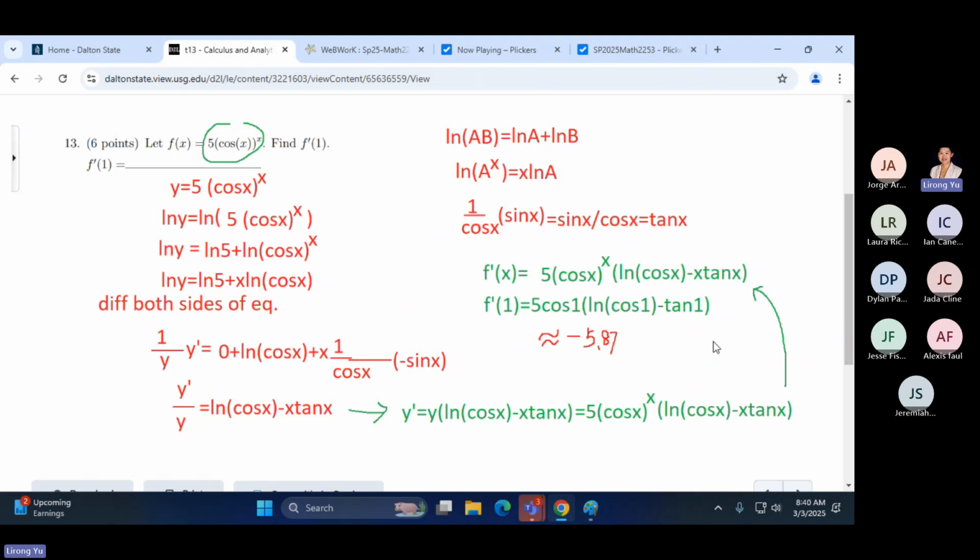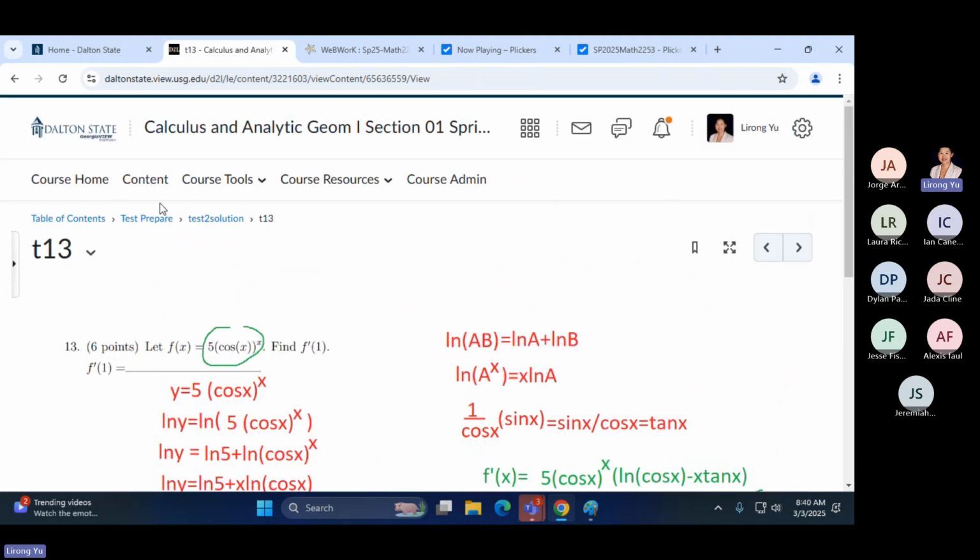So the question's rounding is an indication of how many decimals you should use. Whatever is given is what's offered as a solution, and what's given is returned. Right, that's question 13. And let's talk about question 14.